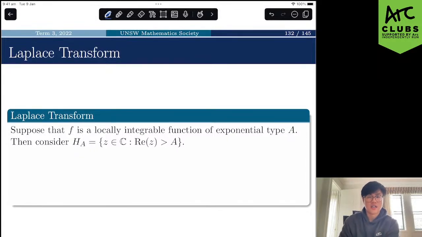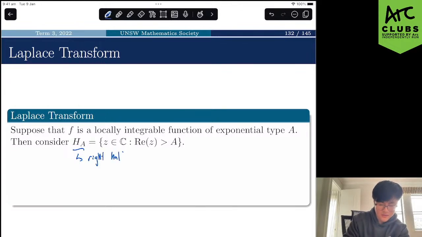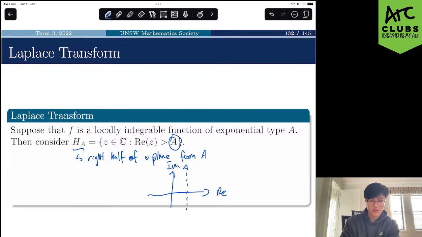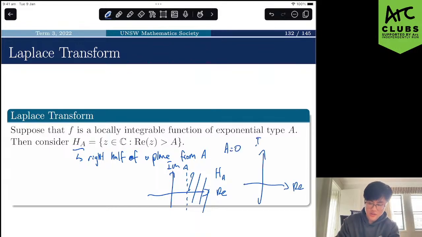In terms of the Laplace transform, suppose we have f, a locally integrable function of exponential type A, then consider H of a, which is this here. H of a is a shorthand that you'll see quite commonly. Essentially this is just the right half of a plane from A. So imagine we have our plane like this, the real and imaginary axes, and then we have a be some value here. Remember, a is some real value. Then H of a will be this part here. That's essentially what it means. If a equals 0, which you will most commonly come across, it'll just be the right half, so the positive side.